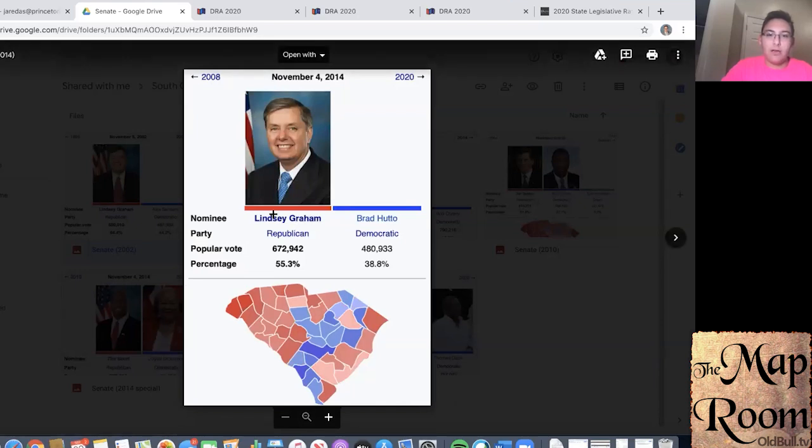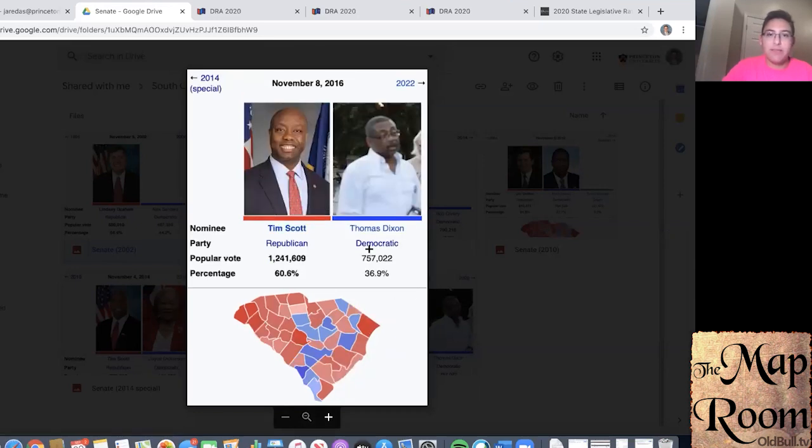Lindsey Graham concurrently did quite well. Nothing much to say here. He did win Charleston County, and that's quite notable. Tim Scott, because 2014 was a special election, had his regular election here, and he did quite well. And so Tim Scott is being thrown around as a potential future presidential candidate just because he has done quite well on the statewide level, and he has a lot of crossover appeal, and so this is quite notable.